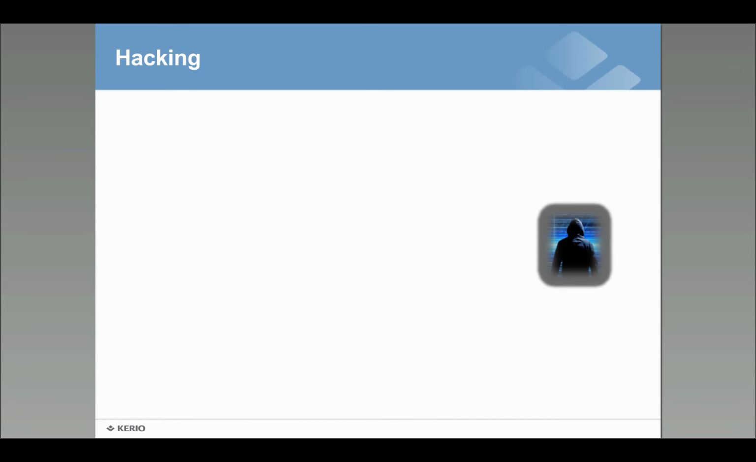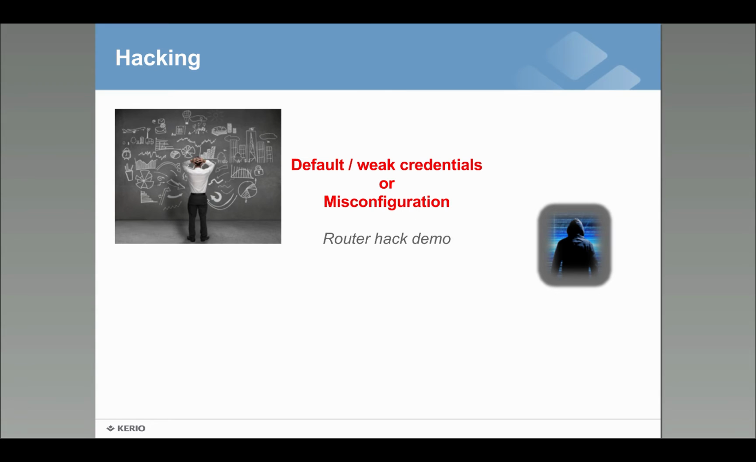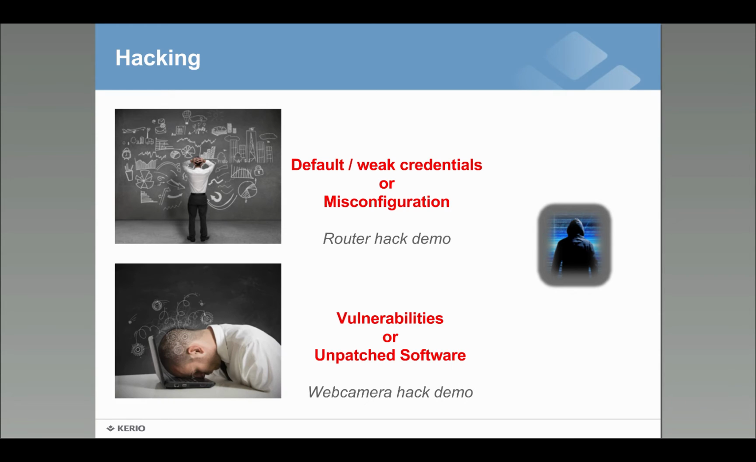Hacking. Well, who is the hacker, and what are they looking for? When they need to hack, they mainly look at two things. The first is to go for the easiest one, which is default credentials or weak credentials. Default credentials can be admin/admin, admin/password, or very weak credentials, or possible misconfiguration. And Martin will show you how leaving default credentials can lead to your router being hacked from the inside.